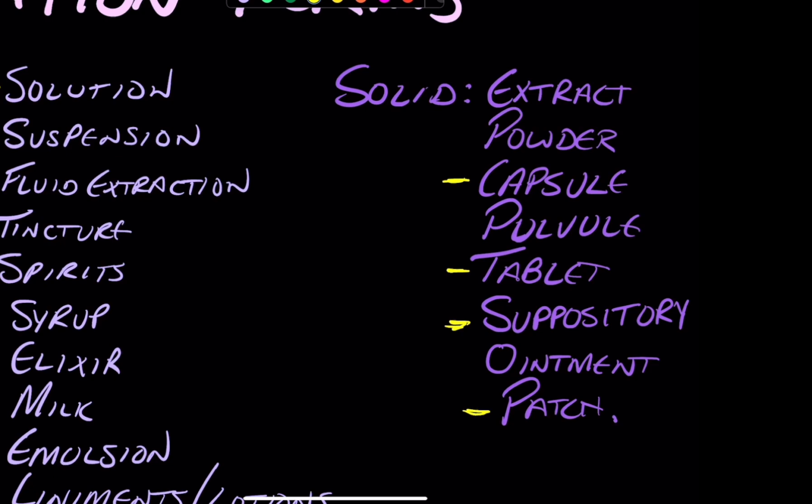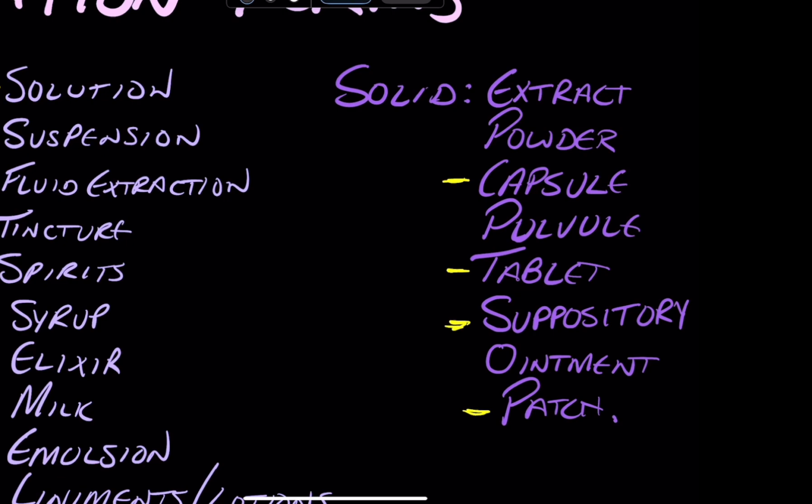A tablet, on the other hand, is the actual medication or powder that is just compressed into a small disc or a pill shape. Pulvule, sorry, I skipped that one. It's similar to a capsule, but it's not made of gelatin, and it does not separate. Never heard of that before.